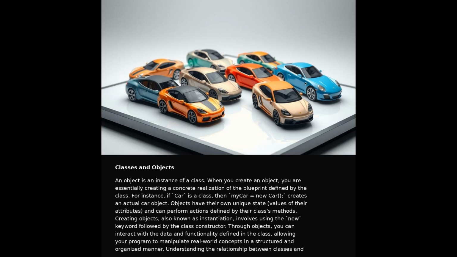Creating objects, also known as instantiation, involves using the new keyword followed by the class constructor. Through objects, you can interact with the data and functionality defined in the class, allowing your program to manipulate real-world concepts in a structured and organized manner. Understanding the relationship between classes and objects is paramount to grasping OOP in Java.